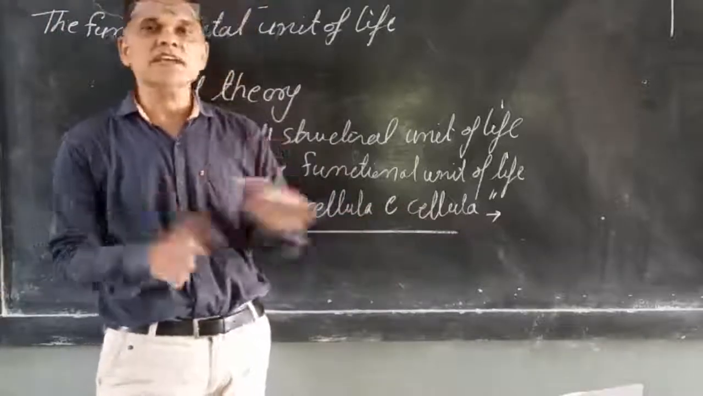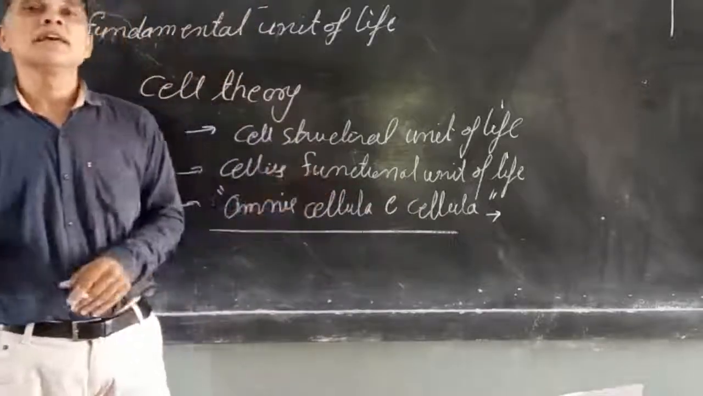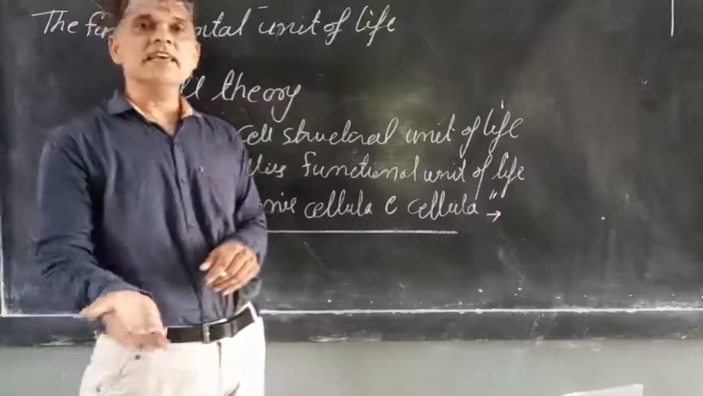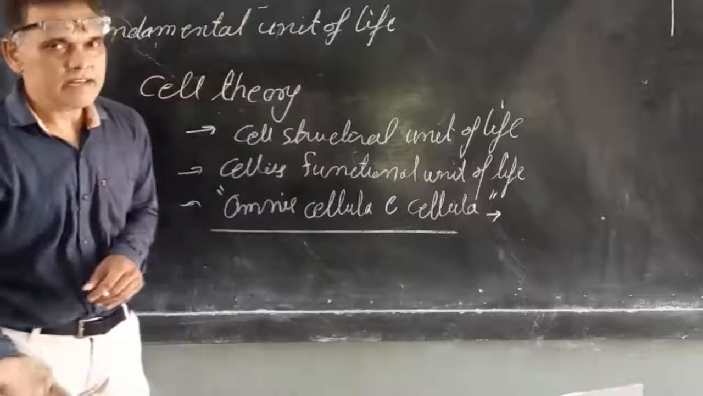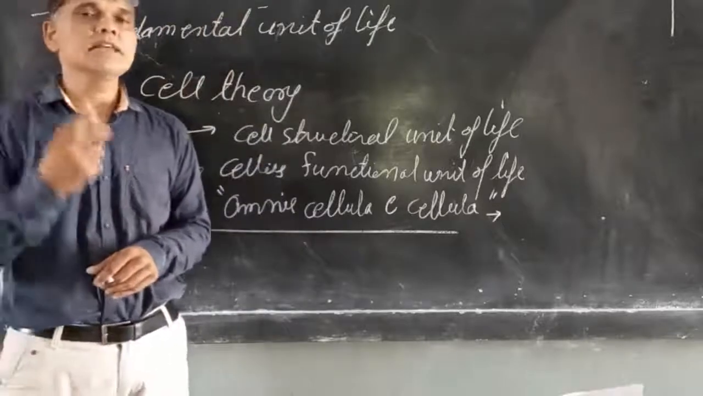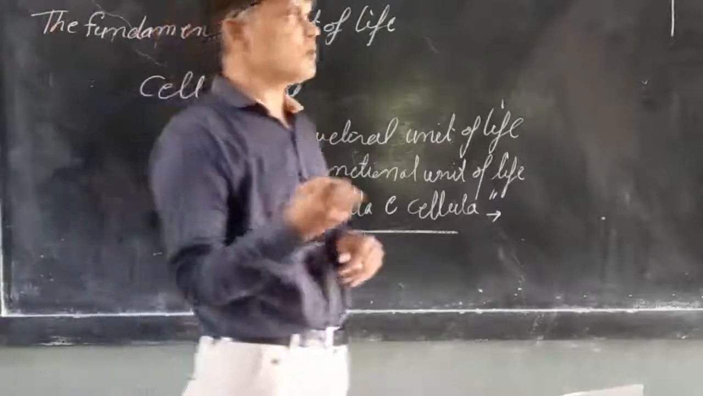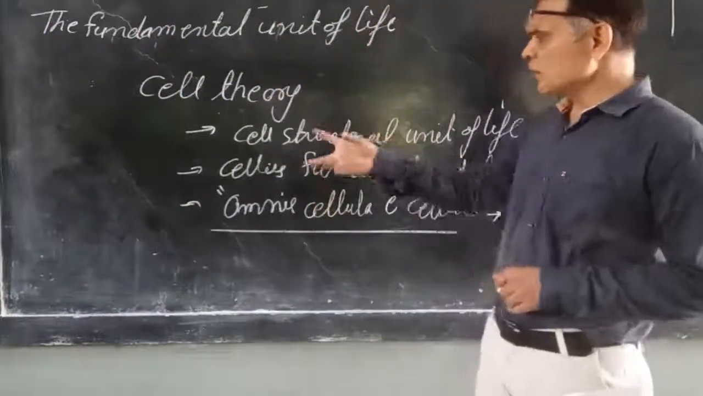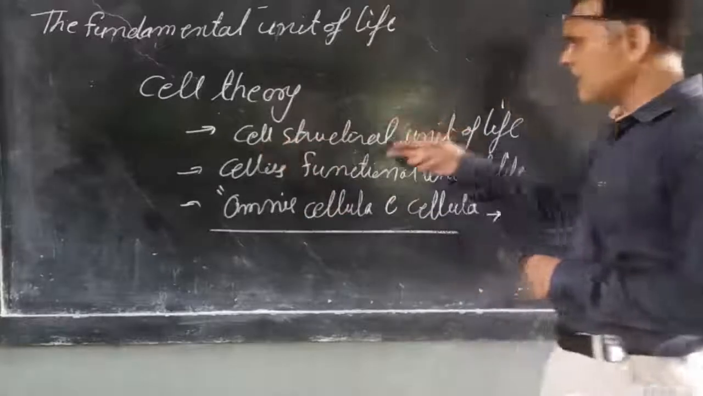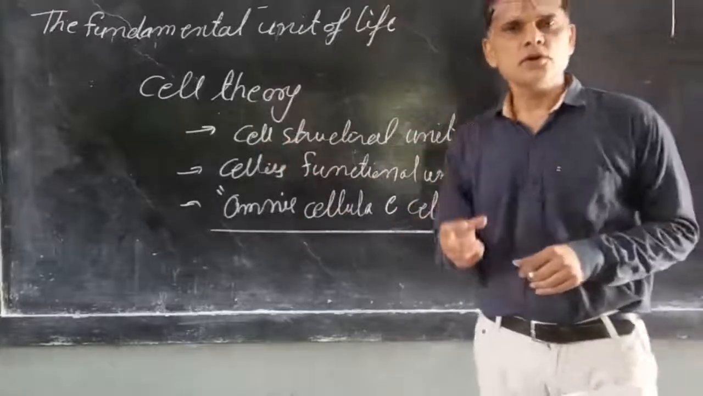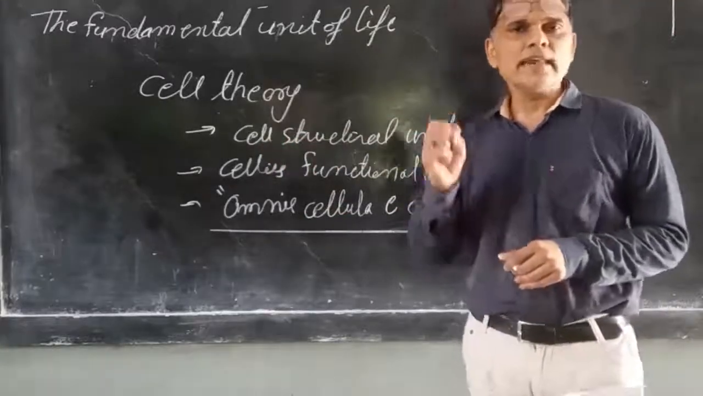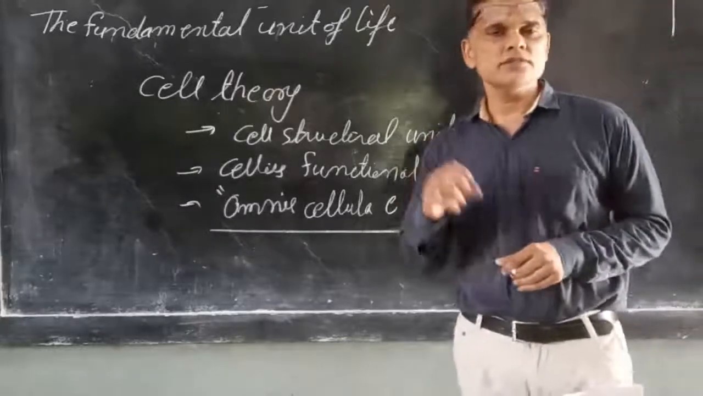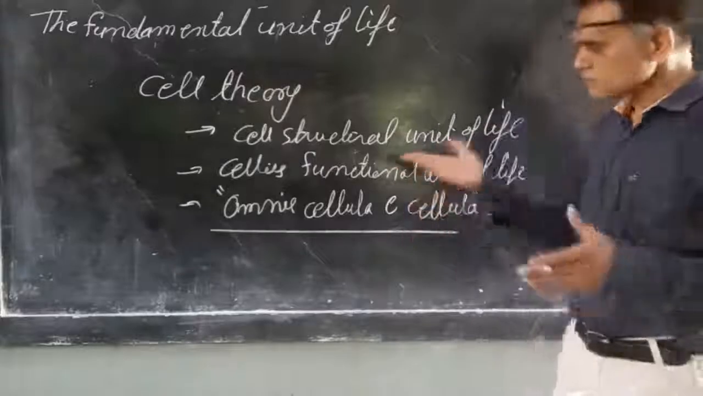स्वतः अपने आप से कोई भी चीज, कोई भी सेल नहीं बनती है. जब भी नई सेल बनेगी पहले से प्रेजेंट सेल से, जब भी नया ऑर्गेनिज्म बनेगा पहले से प्रेजेंट ऑर्गेनिज्म से ही बनेगा. That is omnis cellula e cellula. These are the three main points of the cell theory. The first two points, that the cell is the structural unit of life and the functional unit of life, were given by Schleiden and Schwann, and the third point is omnis cellula e cellula, which was given by Robert Virchow.